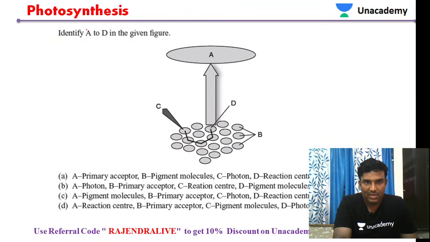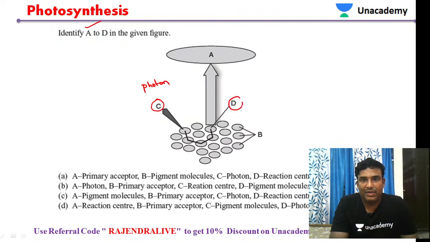Now let us see the next question. Identify A to D. So let us see what this A to D is. Here this one is sunlight, so it should be a photon. Then D is a reaction center.